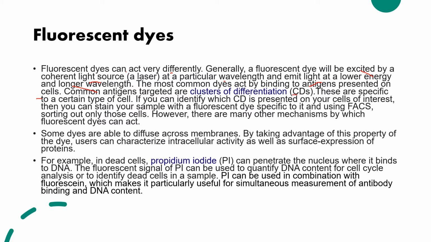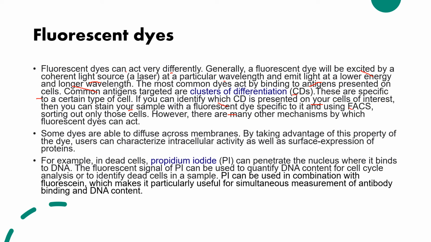Like in immunotyping or leukemia detection, different kinds of CD cells are present at different maturation stages. So the fluorochromes bind with the antibodies that can bind with those particular antigens. They are specific to certain types of cells. If you can identify which CD or cluster of differentiation is present on your cell of interest, then you can stain your sample with a fluorescent dye specific to it and use fluorescent activated cell sorting.